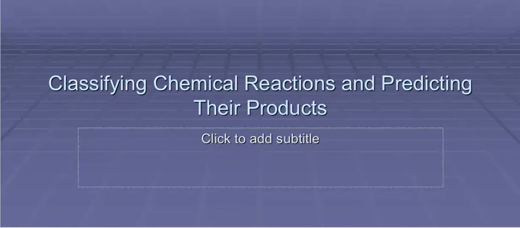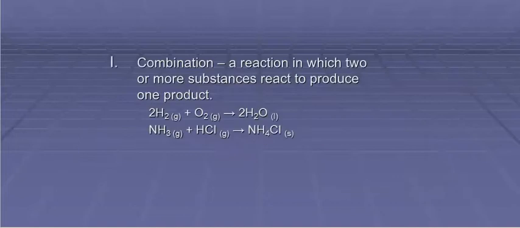Classifying chemical reactions and predicting their products. There are 9 categories of reactions that we will look at. First one, combination, is a reaction in which 2 or more substances produce only one product.